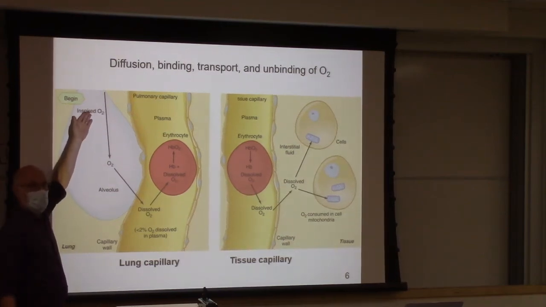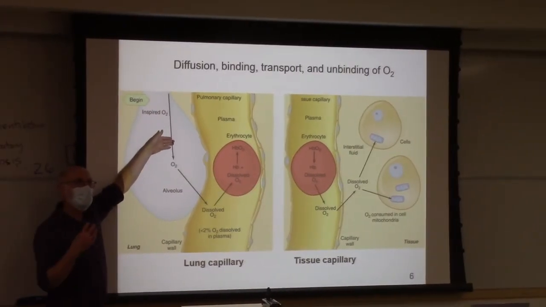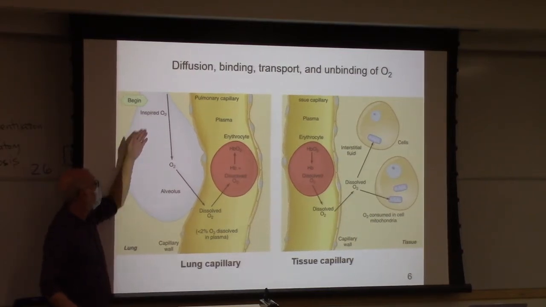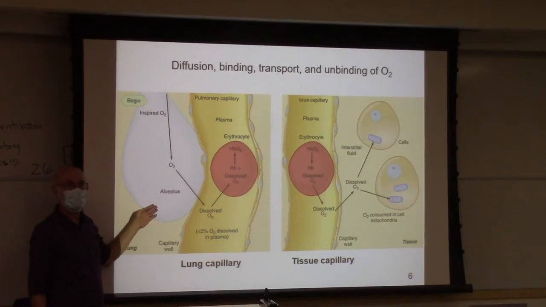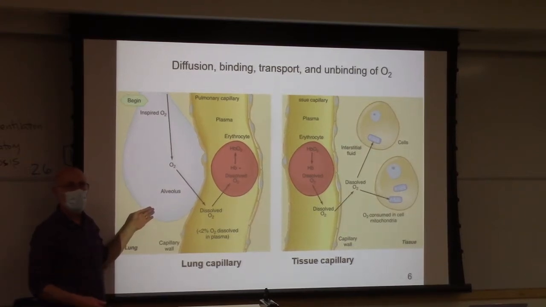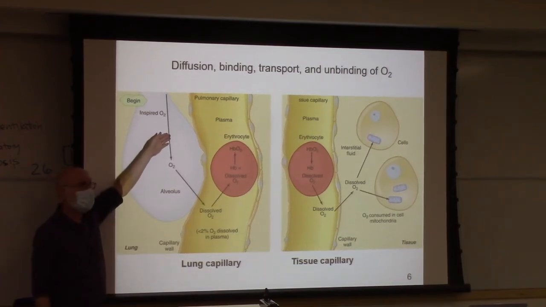Inspired oxygen. What is this arrow representing? What's the physiological word for inspired oxygen getting into an alveolus? There's a physiological word that you learned just a few minutes ago, and it begins with a V. Ventilation. We ventilate alveoli. That's what this arrow is. So label your handout. This is ventilation.